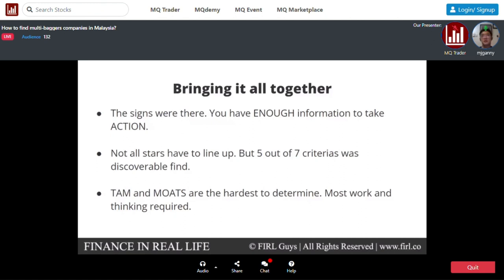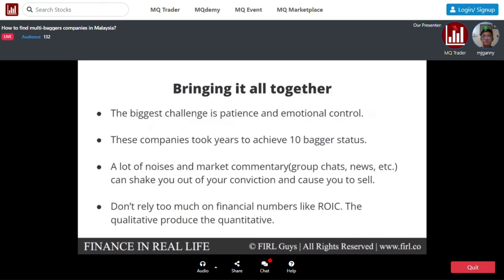Timecom didn't fit the returns on invested capital criteria, and Timecom was very close to breaking past the small market capitalization definition. Now the big one that you have to spend time on is TAM and MOATs. They're the hardest to do because it takes time for you to read and to understand. What I just said, although I said it in half an hour, actually takes time to figure out, right? And so a lot of work and thinking is required.